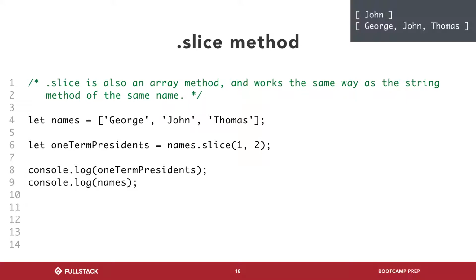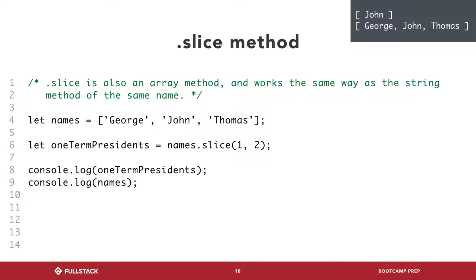So slice makes copies of an array based on the positions that you give it. It does not change the original array. It's super safe, right? Because it creates a copy of a subset of that array. And then what it returns is the new array that it copies.